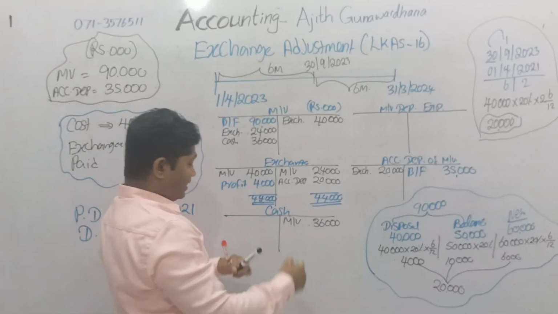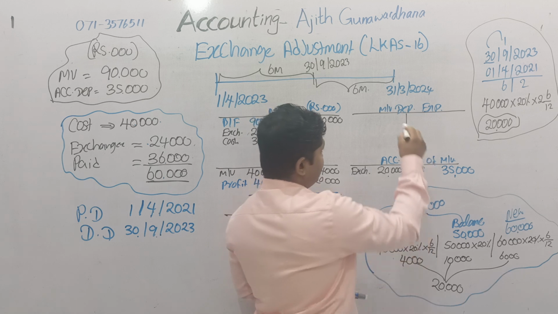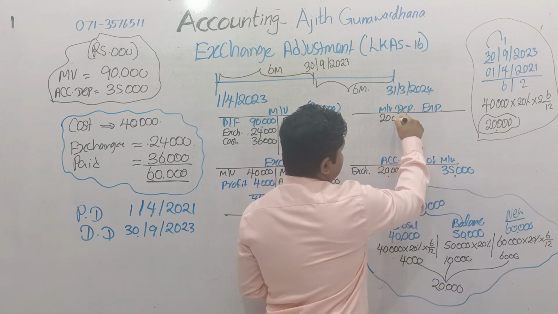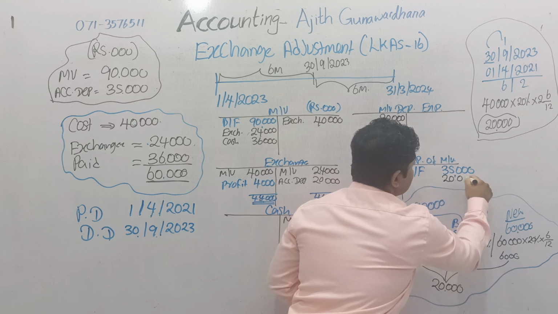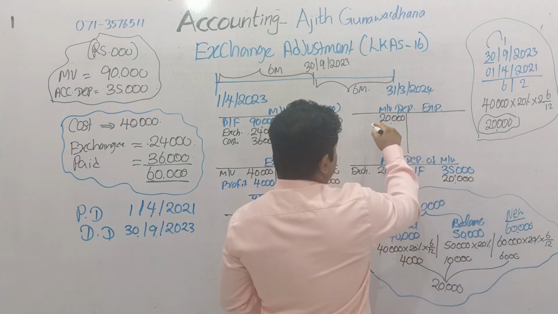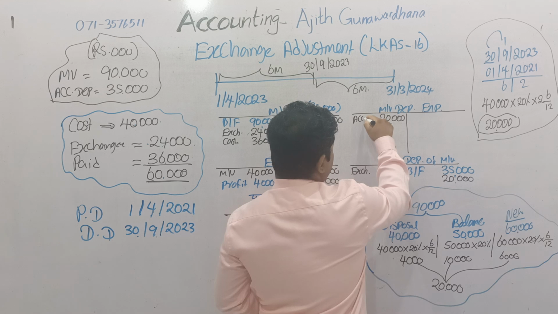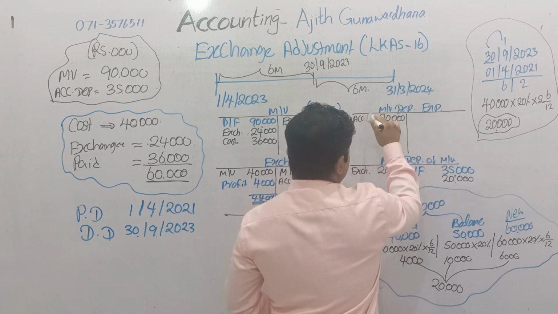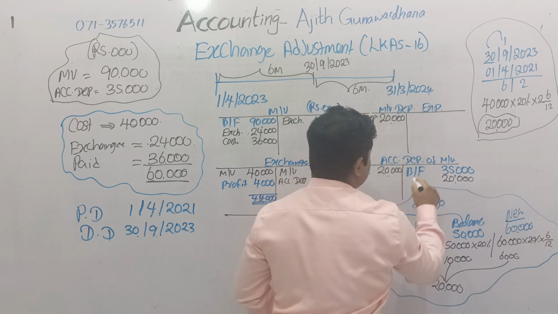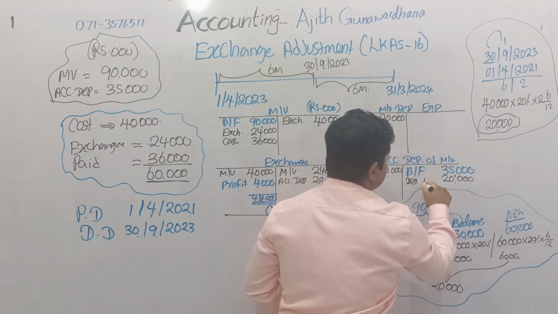What is the double entry? Depreciation expense account debit 20,000. Accumulated depreciation account credit 20,000. Therefore, depreciation expense account is debited and accumulated depreciation account is credited. Name of other accounts. Here, depreciation expense.